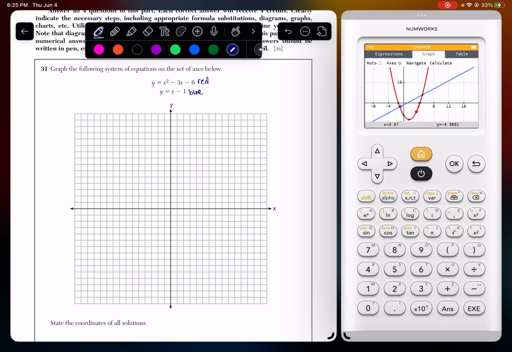So what I might do is I might get the key points. So it'll jump to the minimum. I'm going to graph that key point. 1.5, negative 8.25. So positive 1.5, 1, 2, 3, 4, 5, 6, 7, 8.25. So I've got my vertex right here. I could maybe do the y-intercept, which it'll label for me: 0, negative 6.